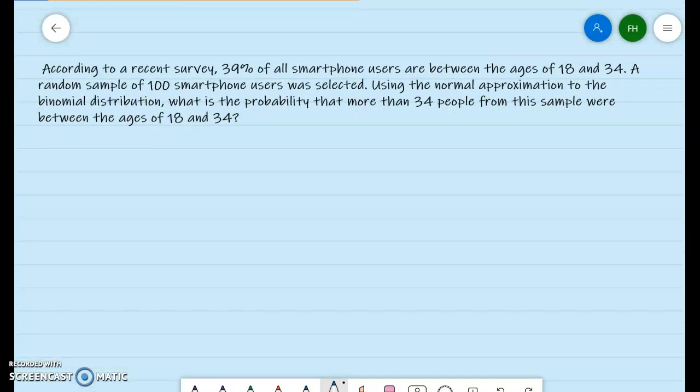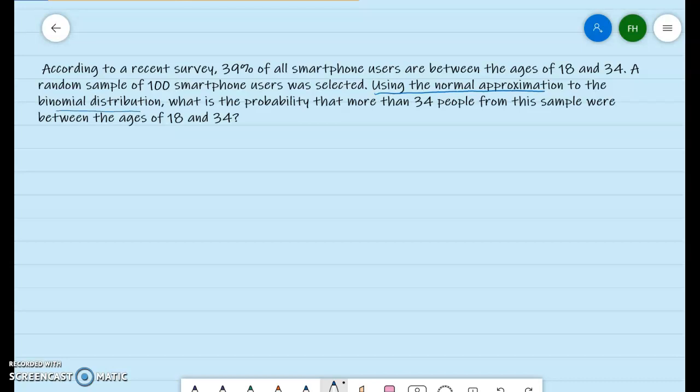According to a recent survey of all smartphone users, the survey was between the ages of 18 and 34. A random sample of 100 smartphone users was selected, and using the normal approximation to the binomial distribution, what is the probability that more than 34 people from this sample were between the ages of 18 and 34? So it's telling you to use the normal approximation to the binomial distribution.